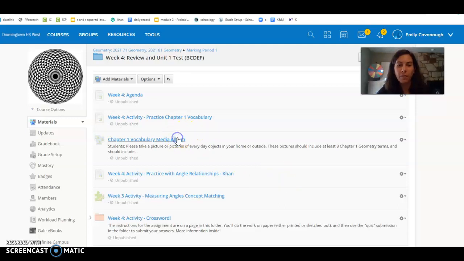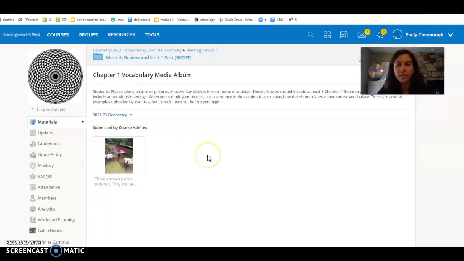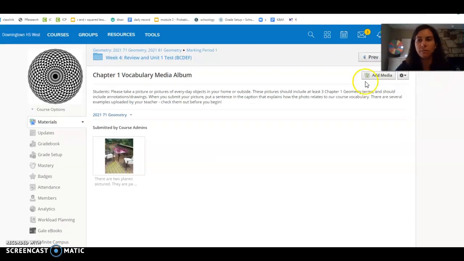I wanted to go over the media album so that you know exactly what to expect. I don't love how it's set up, but we're gonna figure it out.